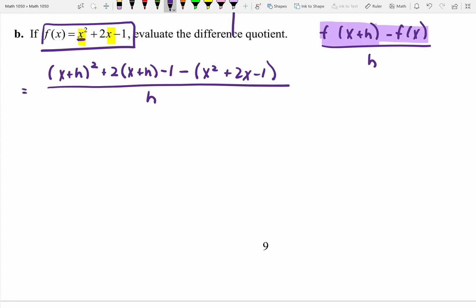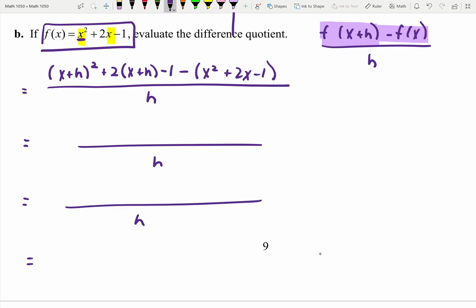Now, look what we're going to do. We're going to simplify and simplify and simplify, and we're just going to keep writing that h down. And then at the very end, if everything has an h, you can cancel out the h's. And if everything doesn't have an h, then the h just stays and nothing can be canceled. Okay? All right, so what do I do now?